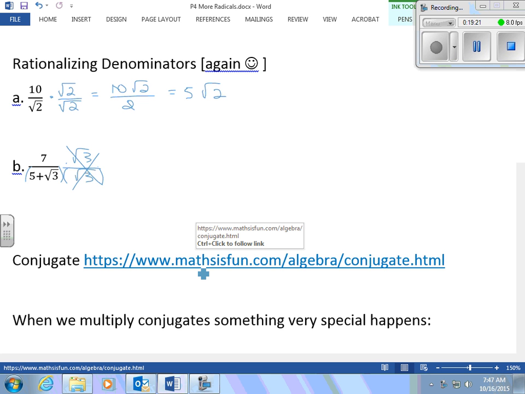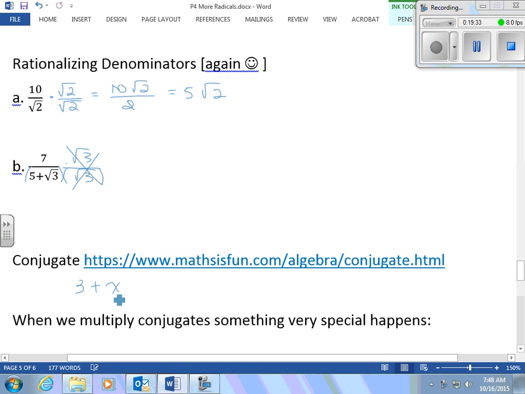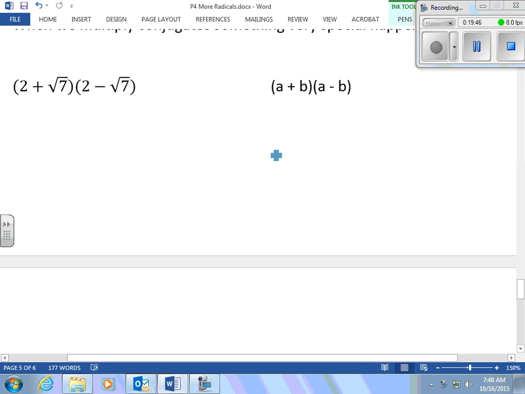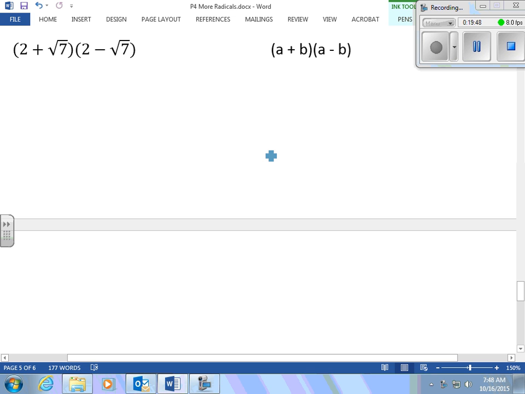And a conjugate is when you have a binomial, so two things that are added or subtracted, you change the operation in between. So if I have 3 plus x, its conjugate will be 3 minus x, okay? And vice versa. Whenever we multiply conjugates, magic happens. Well, it's not really magic, but something very special happens.